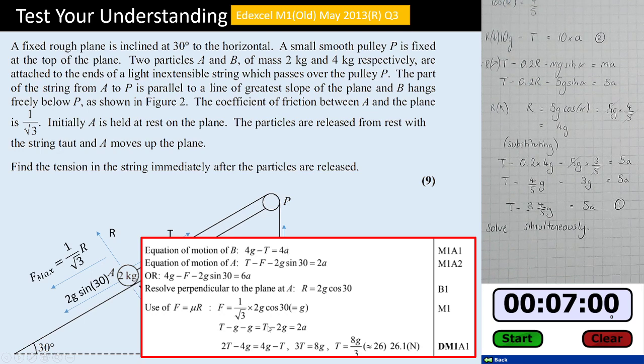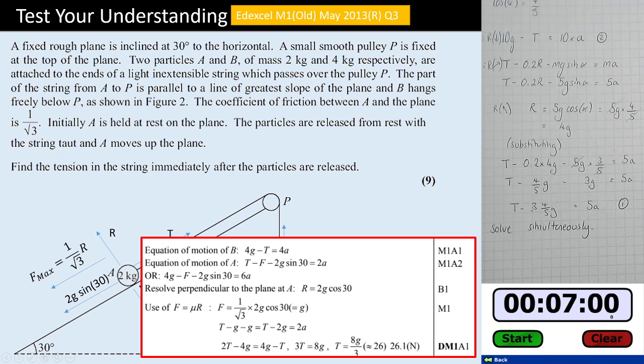Yeah, we just doubled this equation to make it equal 4a, make the two equations equal to one another, but these processes here are essentially for solving your simultaneous equations. Okay, to get T is 8g over 3, or 26.1 newtons. Now that DM1, I believe, stands for a dependent method mark. Okay, so dependent on other things that you may have done previously in the question.